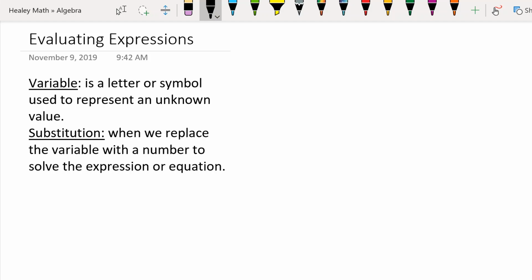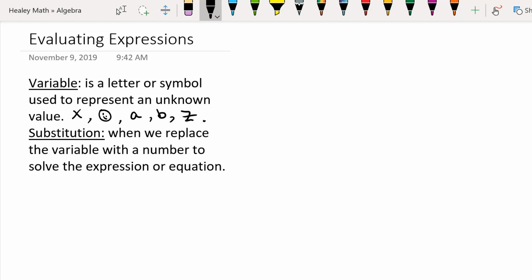It's important to know in algebra that we use letters and symbols to represent values, and we call those variables. So a variable represents an unknown value. Perhaps we use the letter X often, or maybe we use symbols like a smiley face, or we can use letters like A, B, or Z, just to name a few.